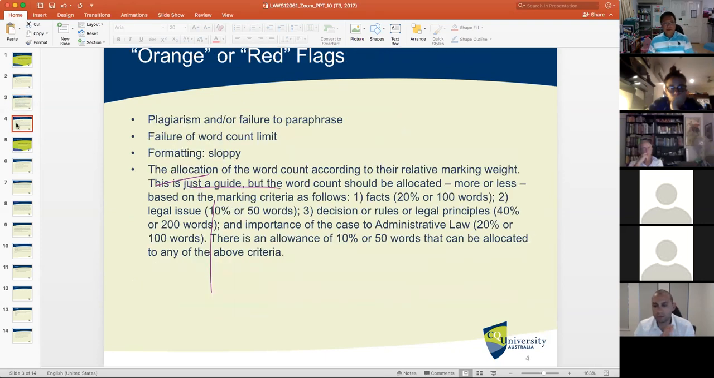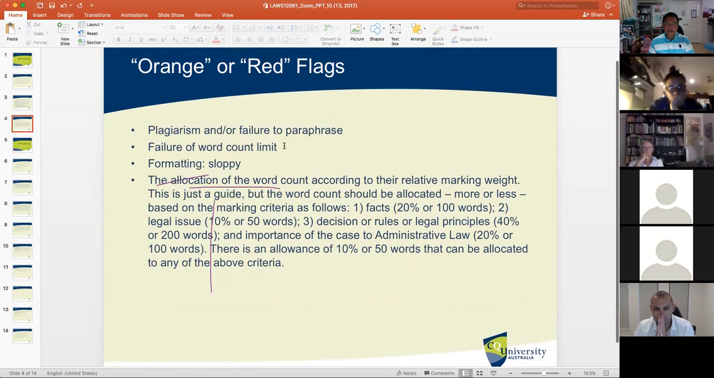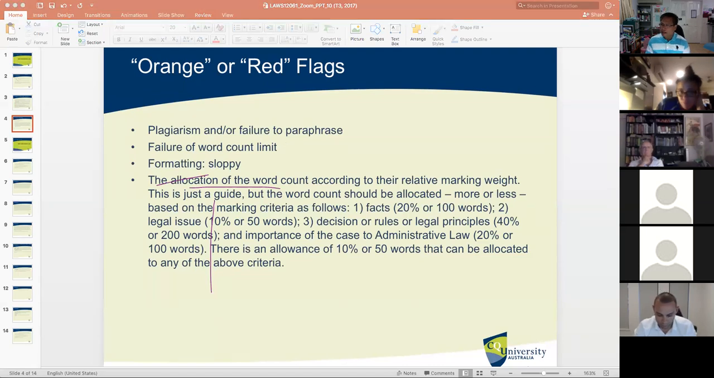Now, what are some of the orange or red flags that we want to watch out for? The first is the problem of plagiarism and or the failure to paraphrase. Now, we will recall that in the marking guidelines that I gave, students are only permitted to quote, how many was that?